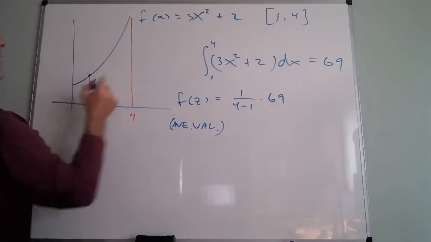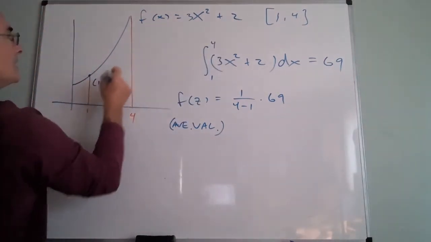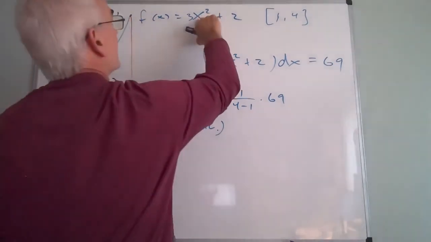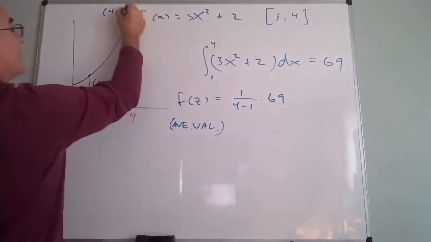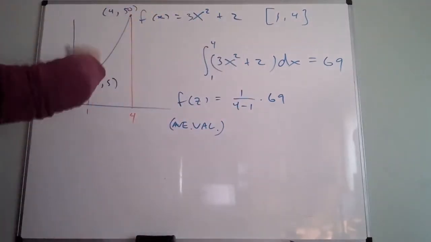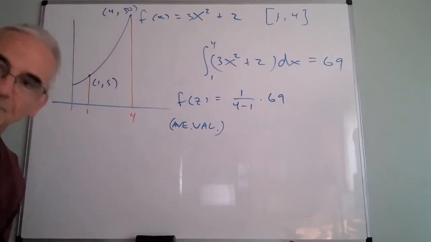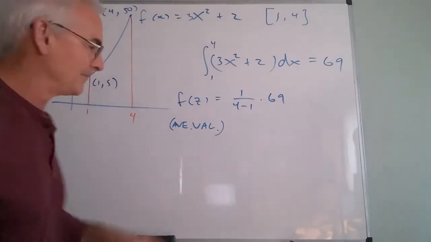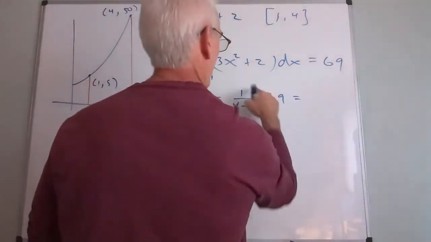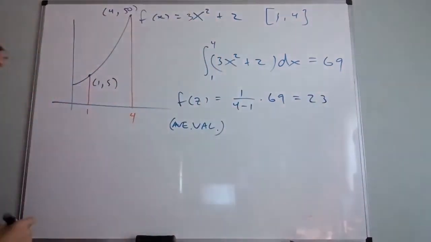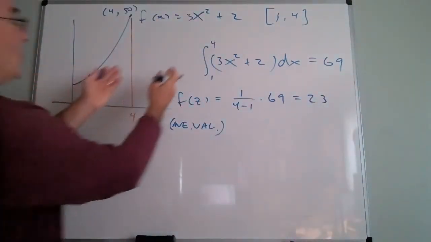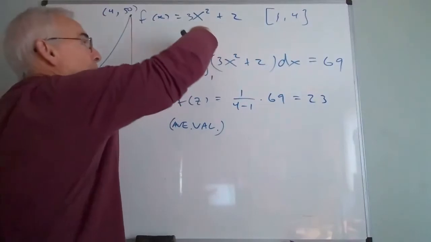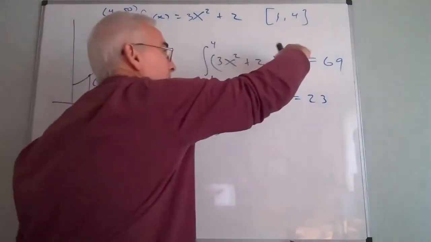So the mean value theorem says that the average height of this interval, now right there, that point would be the point 1, 5, and that point right there would be the point 4, so it'd be 16, 48, 50. So if I broke this up into a lot of little rectangles and then I said, let's find the height of each of those rectangles, that would be time consuming. Then the average height, that's what that means, would be 23. So if I said, what is the average value of this function over this interval? The answer is 23, because it would be 1 over 4 minus 1 times the integral.